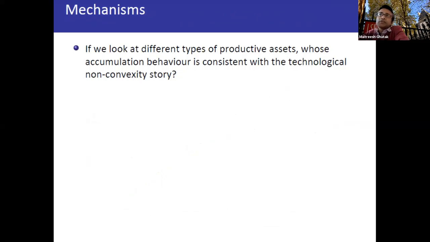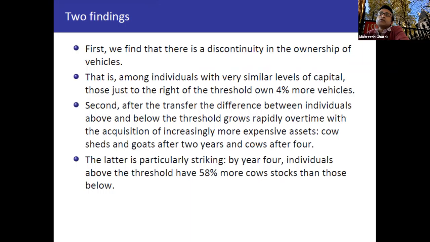So I realize I don't have very much time, so let me make a few observations about what we believe are the core mechanisms of what was really going on, beyond establishing this basic threshold effect, that those who had assets above a certain threshold could make use of the transfer and others fell below. What we see is a discontinuity in the ownership of vehicles. Among individuals with very similar levels of capital, those to the right of the threshold seem to own more vehicles, and vehicles are things that you would need for the livestock and dairy activities that they farming, informal dairy farming would be helpful.